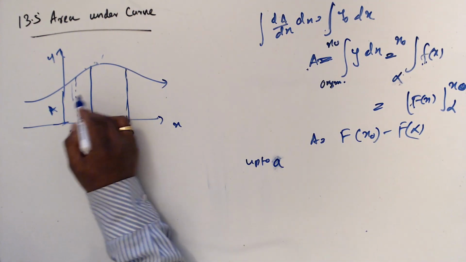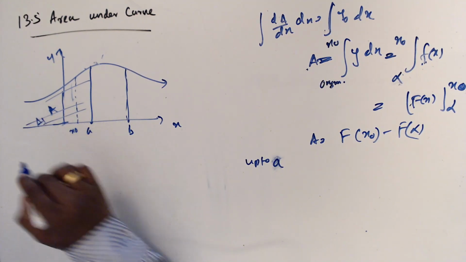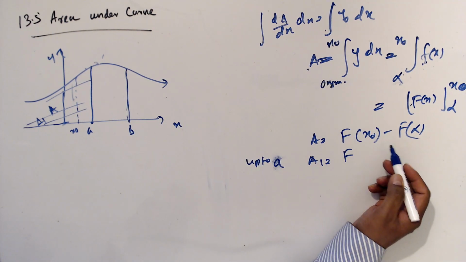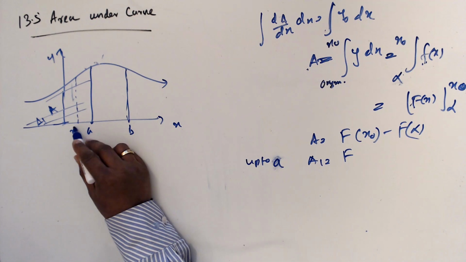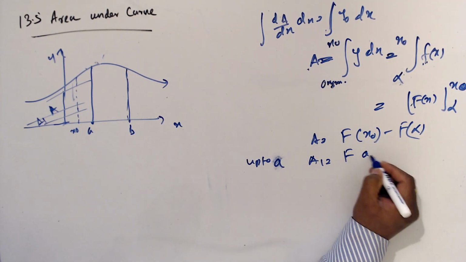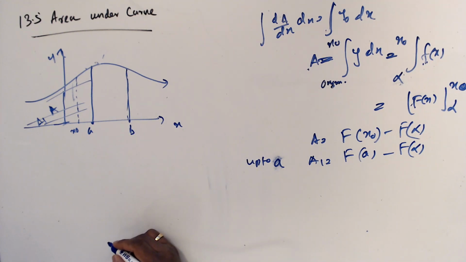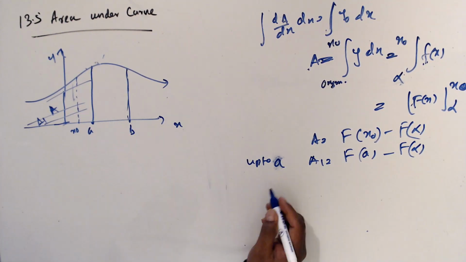I will say that up to this whole area is A1 now. So A1 equals F of, what is the X naught? Instead of X naught, now you have to put A. So A1 equals F(A) minus F(alpha), the origin is going to be the same from somewhere else. Right?